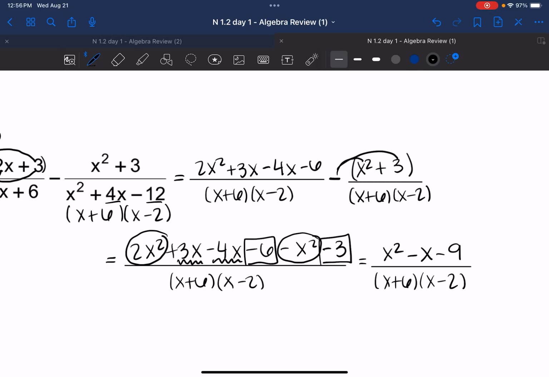If possible, we would like to factor what we have up here, this x squared minus x minus 9, but it is not possible to factor that as there is nothing that's going to multiply to give us negative 9 and add to give us negative 1. So that would be our final answer.